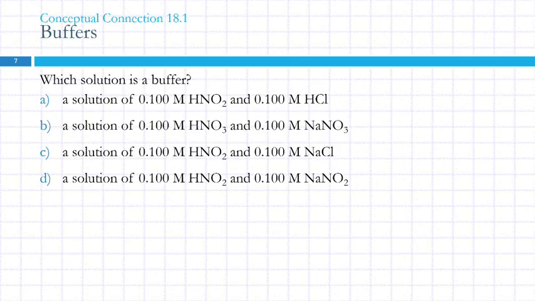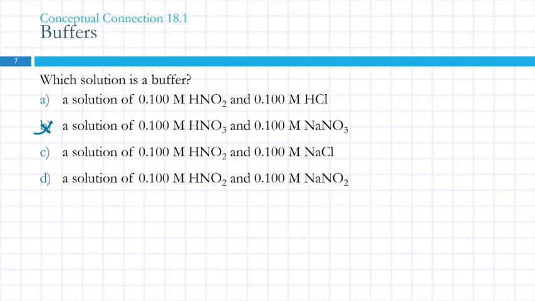So can we identify a buffer? Which solution is a buffer? What are we looking for? A weak acid and its conjugate base. So these all have acids here. Are they all weak acids? No. Letter B, HNO3 is a strong acid. I did not want to do that. I wanted to do this. So that one's out. The others are weak acids.